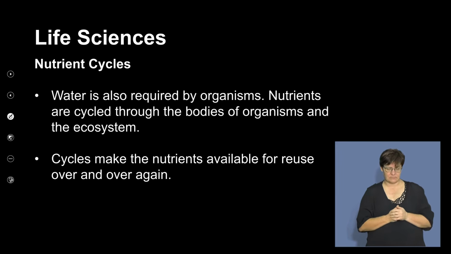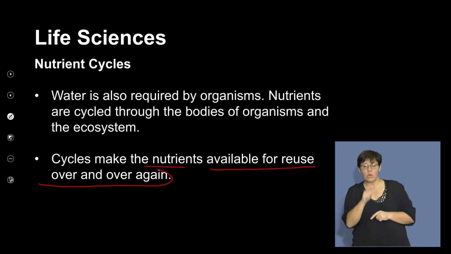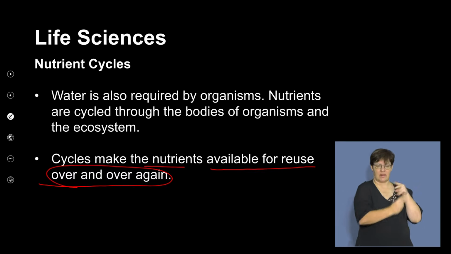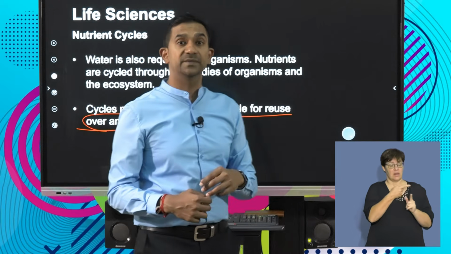It's important that we understand that the nutrient cycles ensure that nutrients are available for use and reuse over and over again. And the context of a cycle means that these are recycled in the environment continuously.